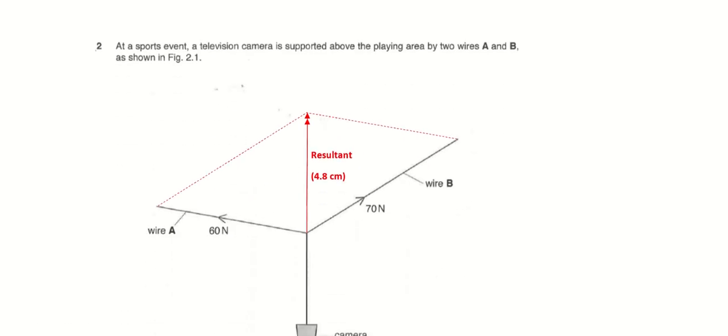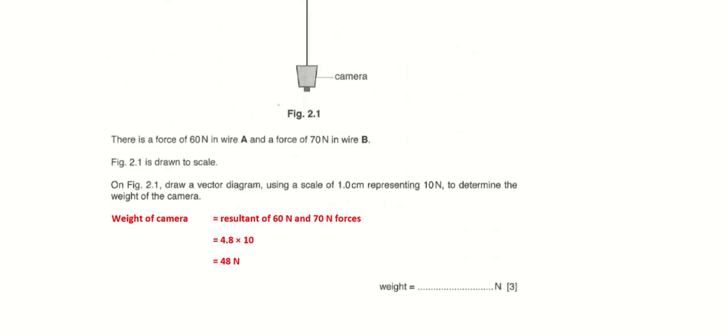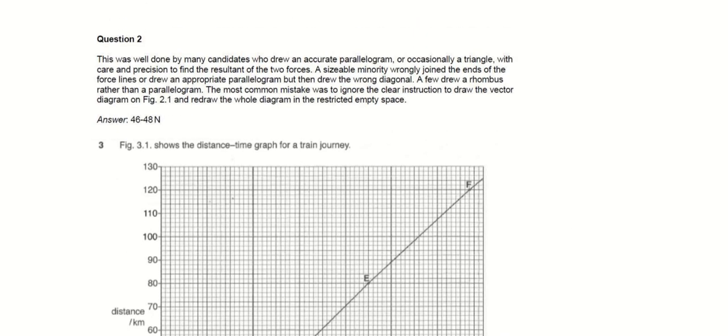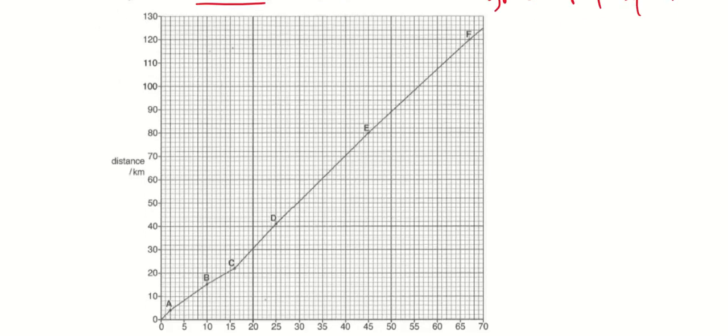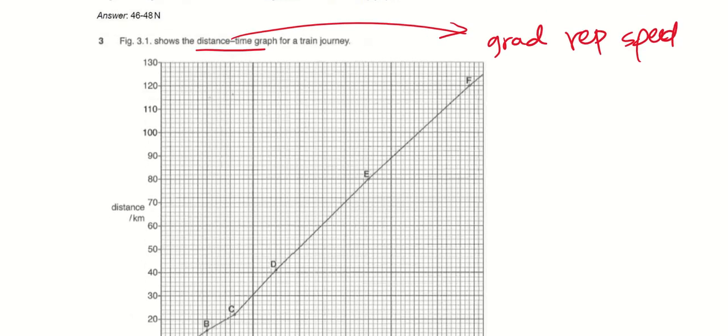Okay, now question 2 is not in our syllabus. You don't need to know how to draw. Okay, question 3, it shows a distance time graph. So when you see a distance time graph, what comes to your mind? It represents speed or velocity, yeah? Then if you have a ruler, you can always use it to put against the line to see whether it is a constant gradient or not.